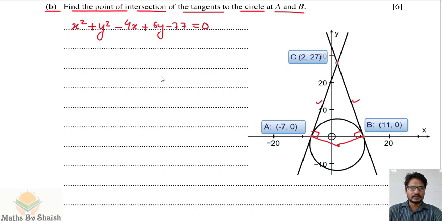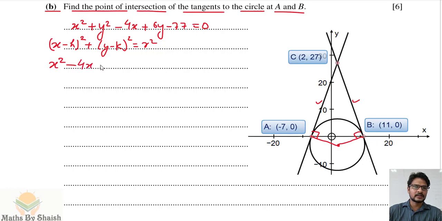So I will find the center first of all, and for the center we have to write this in (x - h)² + (y - k)² = r² format, where (h, k) would be the center and r would be the radius. Here we can write it by using the completing the square method. It is x² - 4x + y² + 6y = 77. Now we will use these two to complete the square.